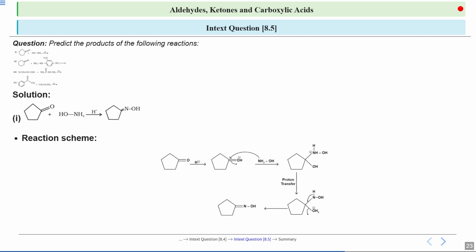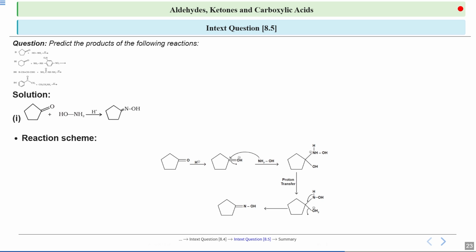What will be the nucleophile in this case? It will be hydroxylamine, because in hydroxylamine the nitrogen has its lone pair to donate. So the nucleophilic nitrogen of hydroxylamine attacks the carbonyl carbon. You will see nitrogen with its lone pair will attack on this carbonyl carbon, and further it will form a tetrahedral intermediate.